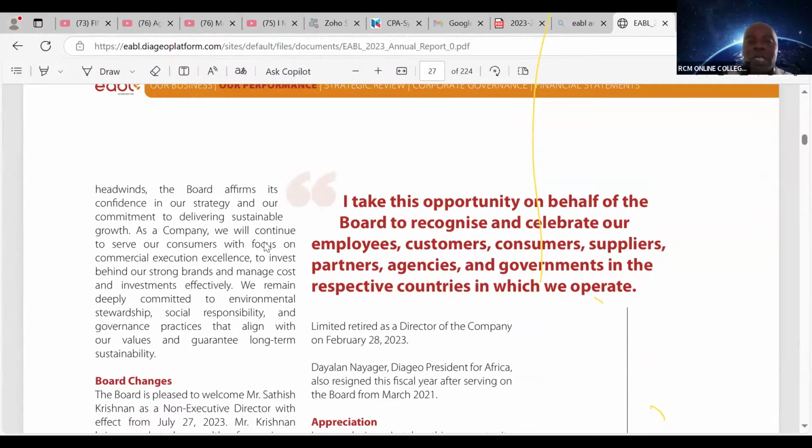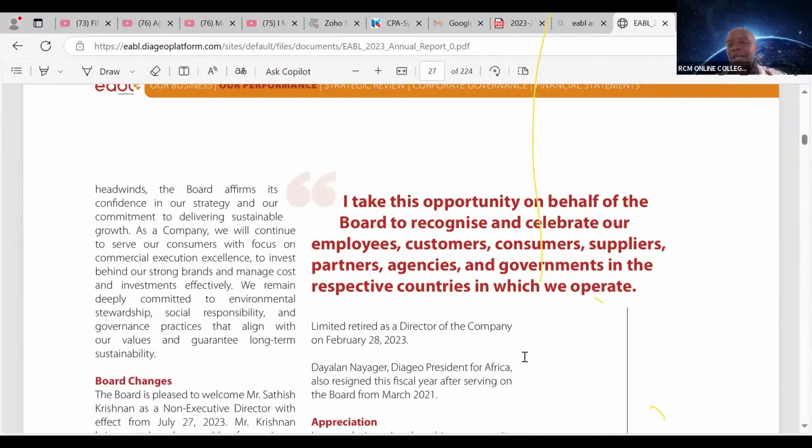As a company, we'll continue to serve our consumers with focus on commercial execution excellence, to invest behind our strong brands and manage costs and investments effectively. We remain deeply committed to environmental stewardship, social responsibility, and the governance practices that align with our values and guarantee long-term sustainability. Board changes, I don't think this is really, really important. I take this opportunity on behalf of the board to recognize and celebrate our employees, customers, consumers, suppliers, partners, agencies, and governments in the respective countries where we operate in.